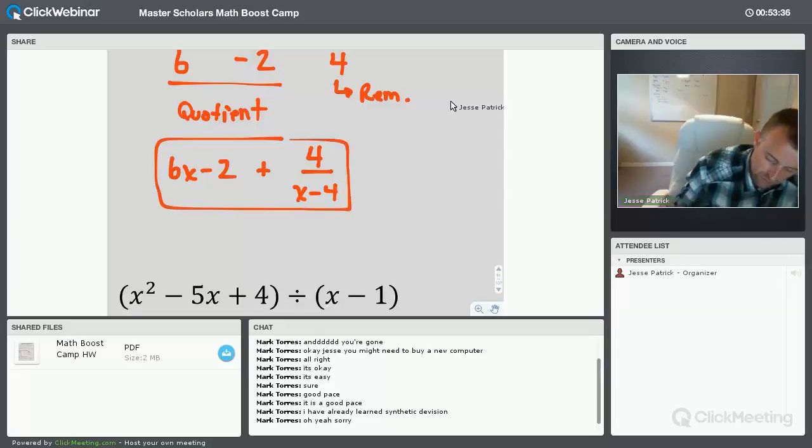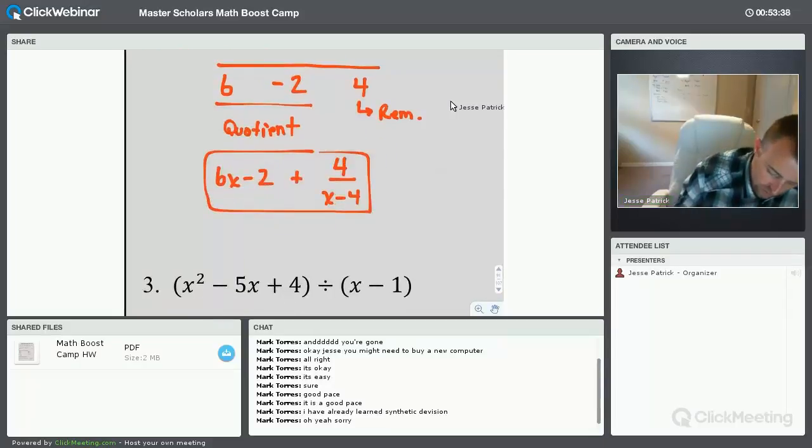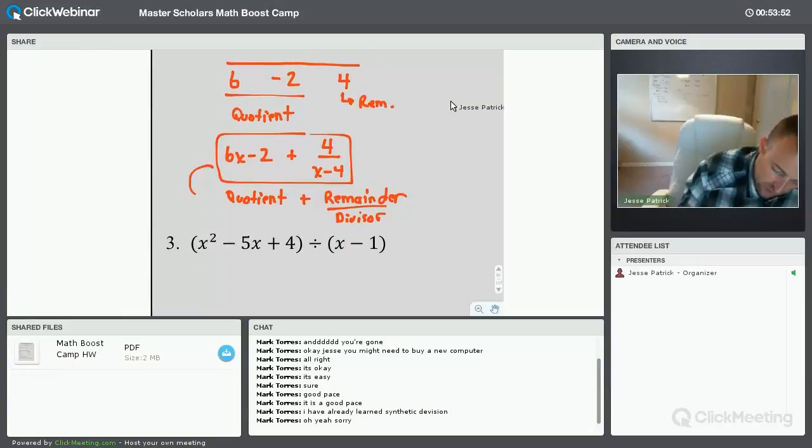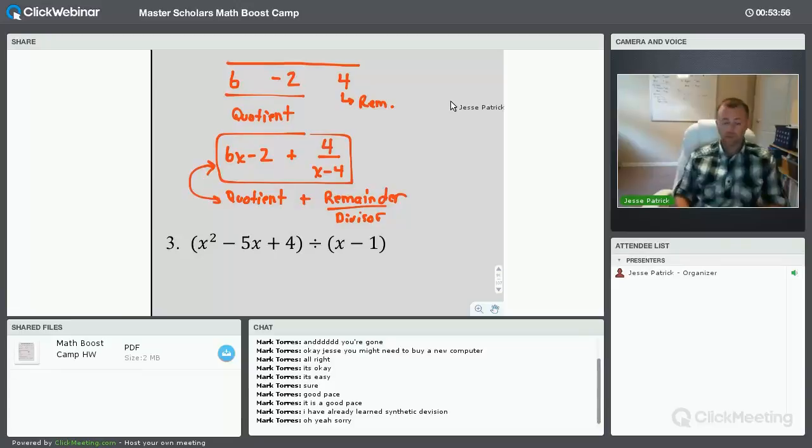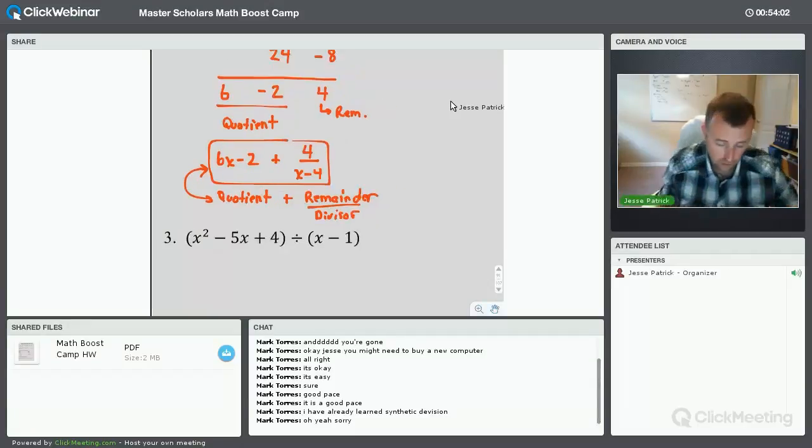They will write the answer out in this form, so you need to know how to convert that. So it's always quotient plus remainder divided by divisor, I guess. That's the template you'll have. Again, you will see that template on SAT questions, so you want to make sure you recognize how to convert it. Okay, and that's synthetic division.